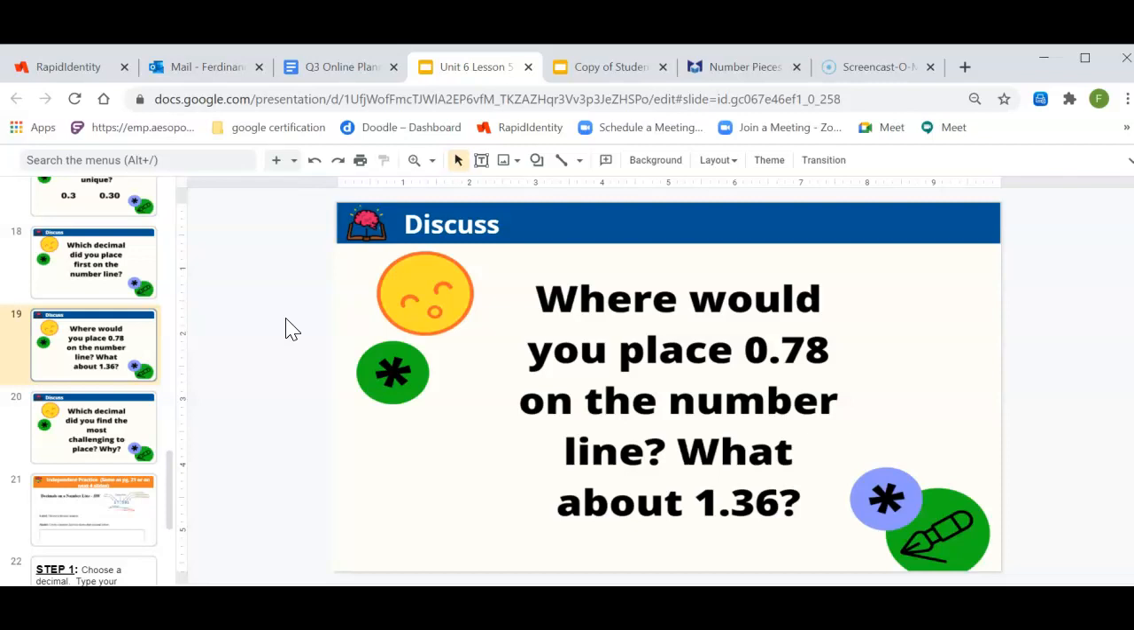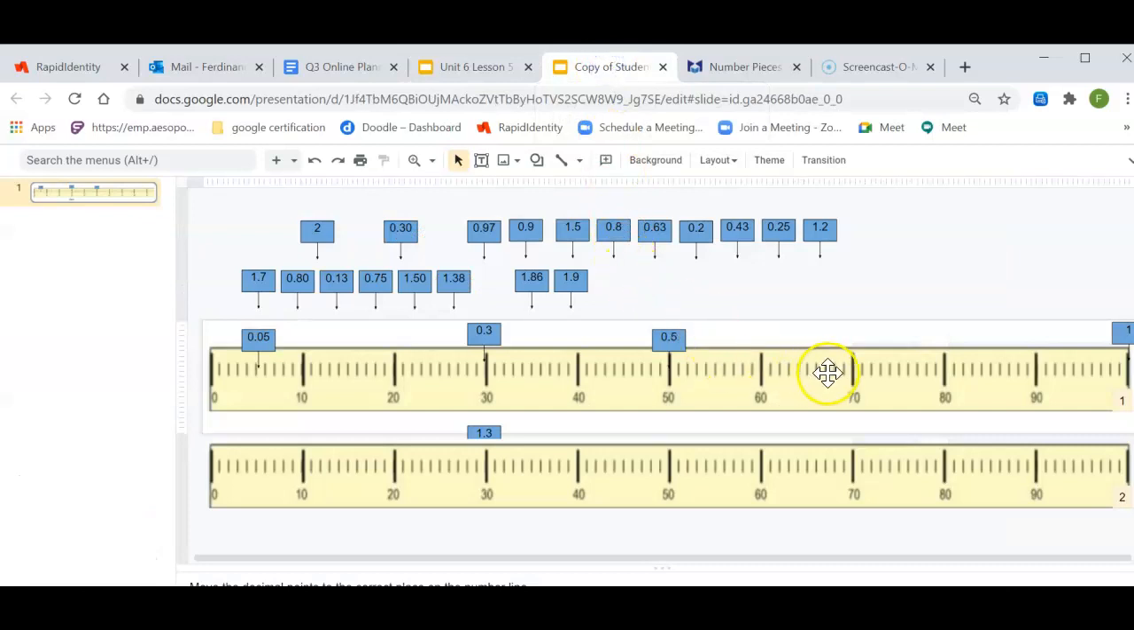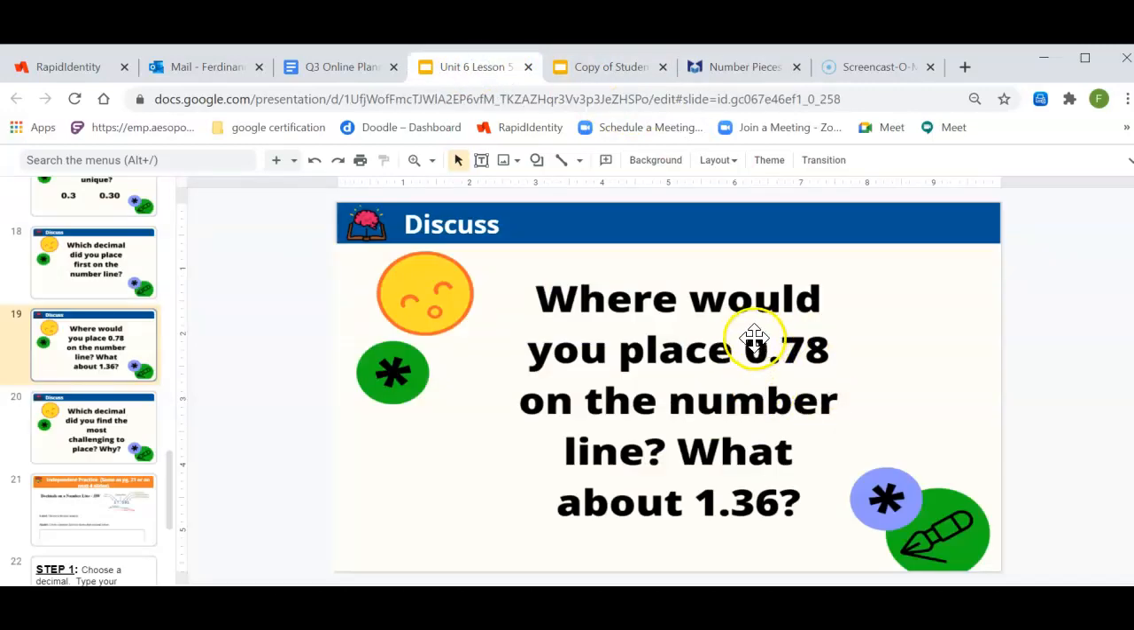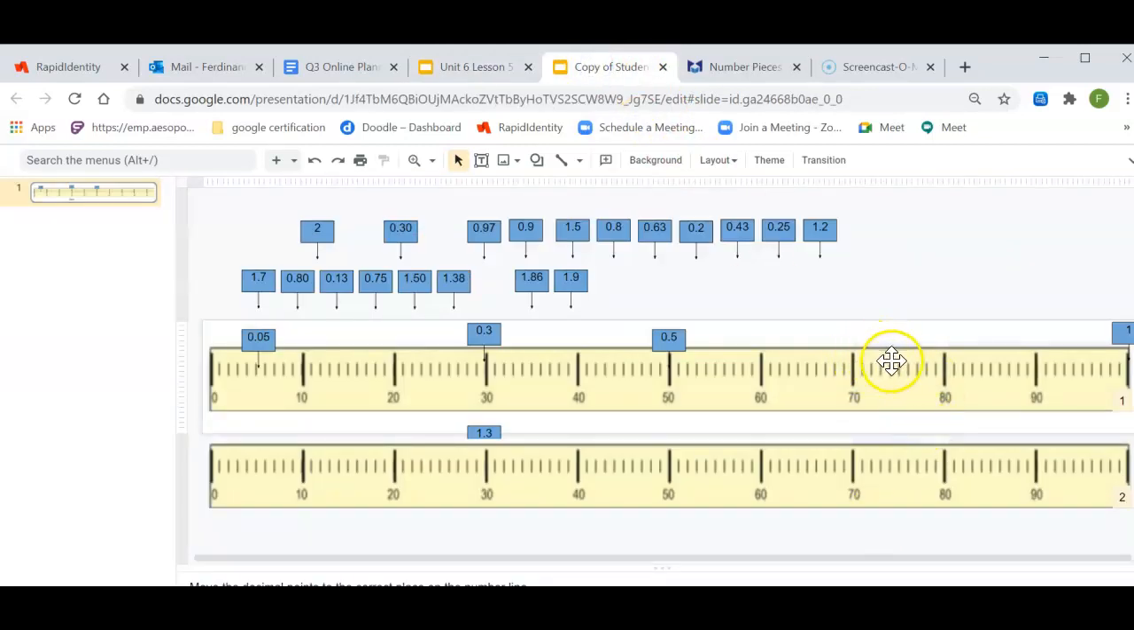And where would you place 78/100s on the number line? What about 1 and 36/100s? So 78/100s, we'll look at that one first. 78/100s is less than 1, because there's nothing over here in the ones column to represent a whole number. So remember, this is 100 right here. From 0 to this 10, that represents 1/100s, 2/100s, 3, 4, 5, 6, 7/100s, and then we count up to 8. So 78/100s will be right around in here.